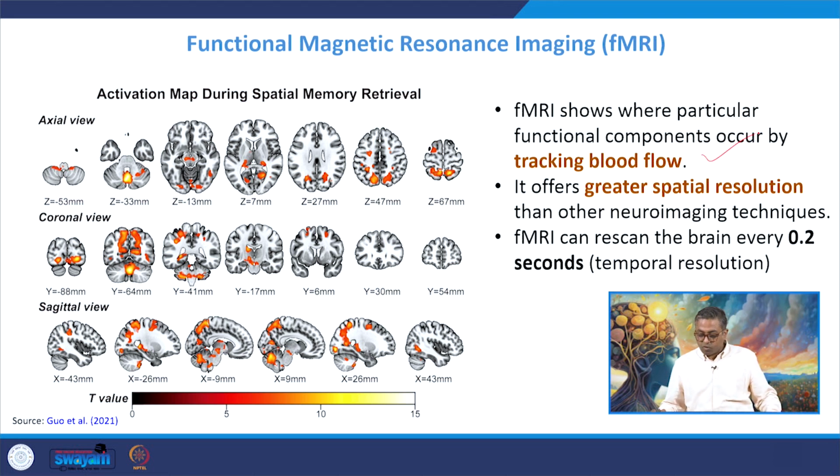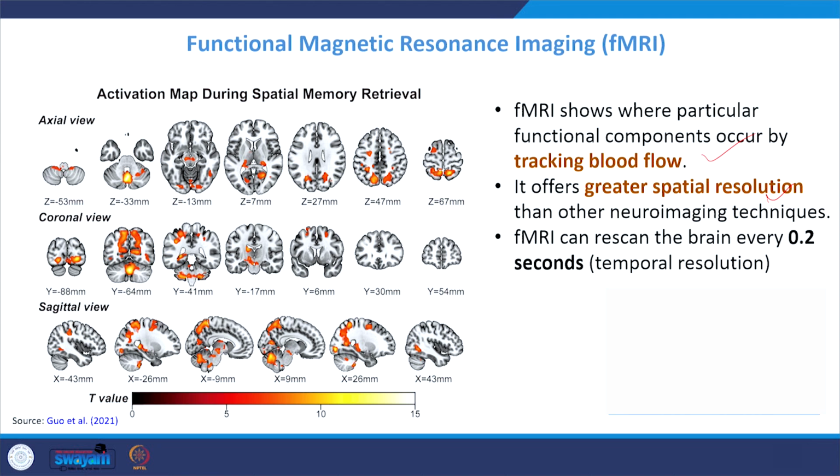fMRI shows functional components by tracking blood flow. It offers greater spatial resolution than other neuroimaging techniques. fMRI can rescan the brain every 0.2 seconds. 0.2 seconds means 200 milliseconds. In 200 milliseconds, it can only scan the brain once. 200 milliseconds is a huge amount of time. With EEG, we understood that in 170 milliseconds a person can process a face. Now imagine if fMRI is recording every 2 seconds, then how is the task going to be captured?